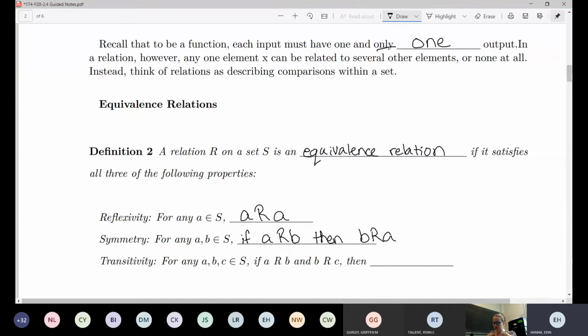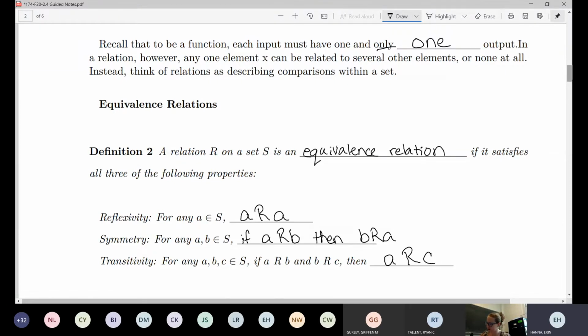And then we have something called transitivity. If we have 3 elements of the set, if A is related to B and B is related to C, then A is also related to C. If a relation follows those 3 properties, then it will be considered an equivalence relation. So every equivalence relation is a general relation, but not every relation is an equivalence relation, like squares and rectangles.